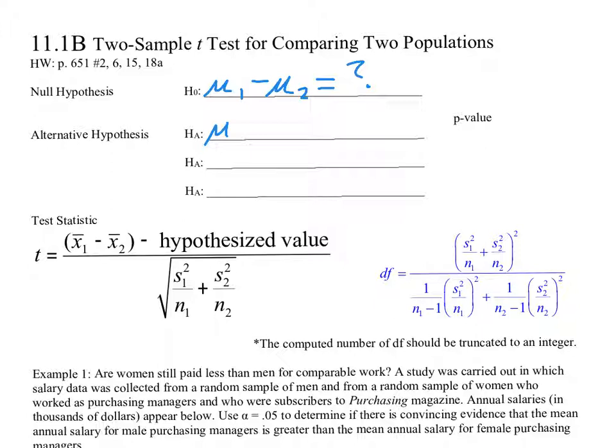Okay, we have 3 options for the alternative. One could be that it's greater than some number. One could be that the difference is less than some number. Or you could be testing that it is just not equal to some number.